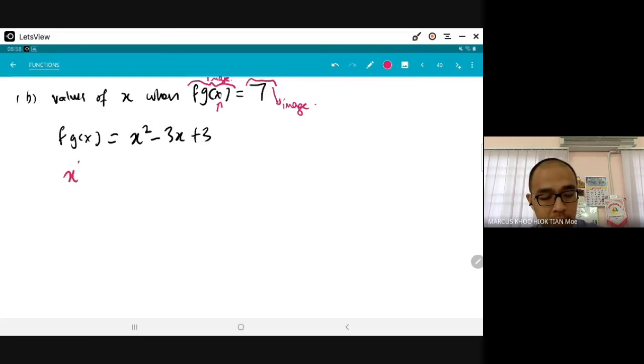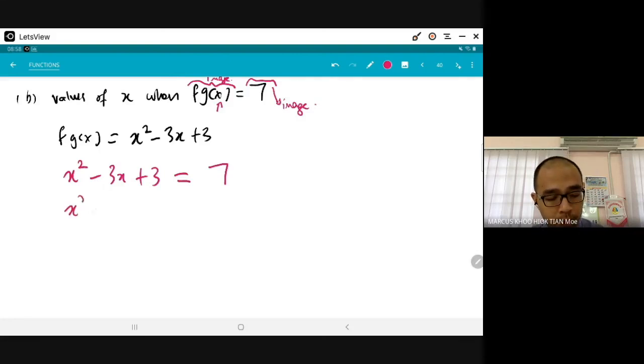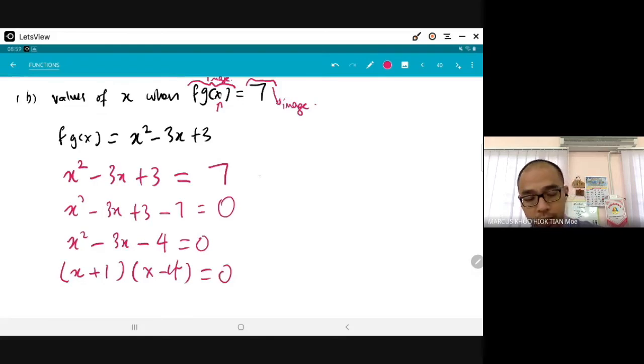means that x squared minus 3x plus 3 sama dengan 7. Sebab dua-dua adalah fg(x). Okay, and then what do we do here? We get x squared minus 3x plus 3 minus 7 equals to 0. And you will get x squared minus 3x minus 4 equals to 0. Okay, and if you remember this work from your maths, either in form 4 or in form 2, you factorize and you get (x plus 1)(x minus 4) equals to 0. So you get the answer x equals to negative 1 and x equals to 4.